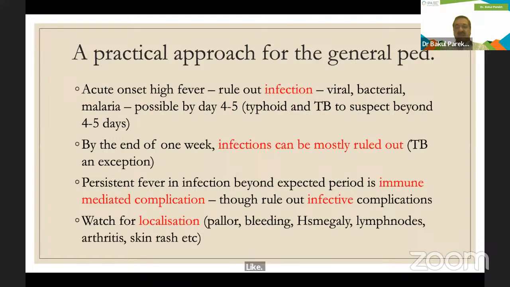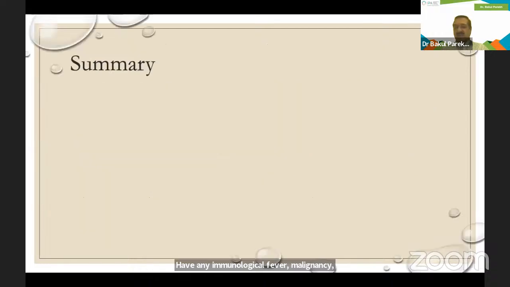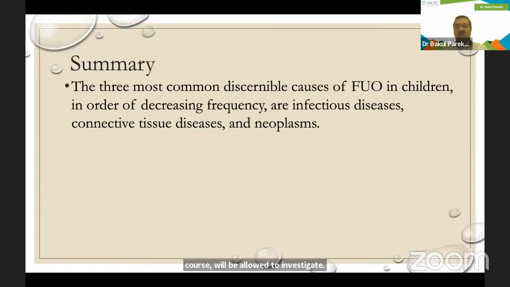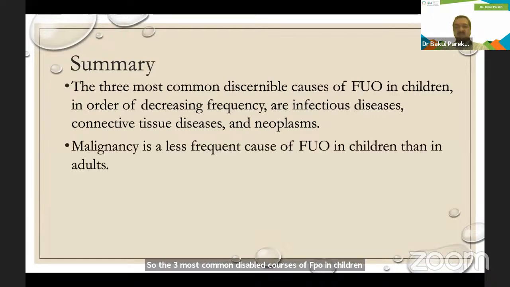And watch for localization, like if there is pallor, bleeding, hepatosplenomegaly, enlarged lymph nodes, arthritis, skin rash, then of course you can have an immunological fever or maybe malignancy, and that of course will allow you to investigate and confirm the diagnosis. So the 3 most common discernible causes of FUO in children, in order of decreasing frequency, are infectious disease, connective tissue disease, and neoplasm.